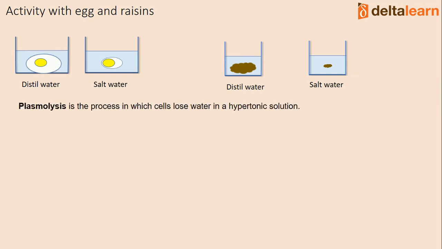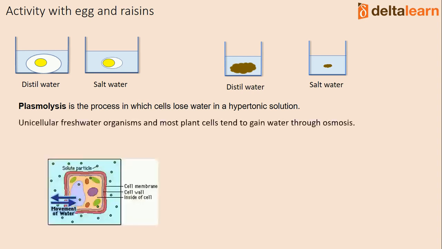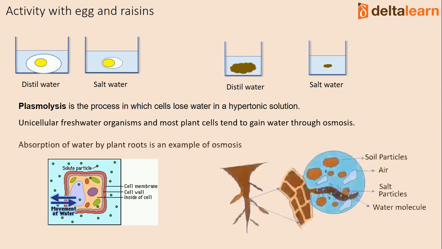Plasmolysis is the process in which cells lose water in a hypertonic solution. Unicellular freshwater organisms and most plant cells tend to gain water through osmosis. Absorption of water by plant roots is also an example of osmosis.